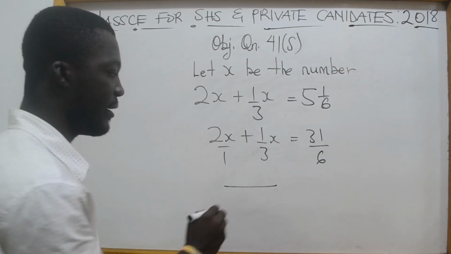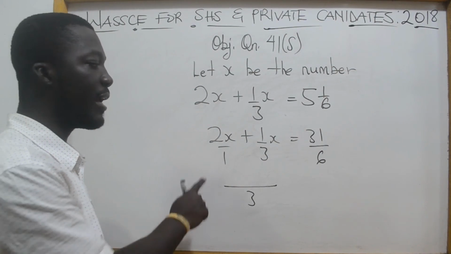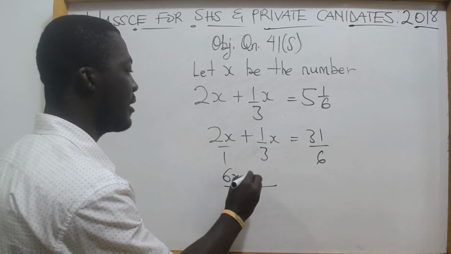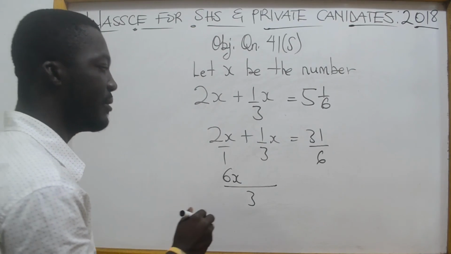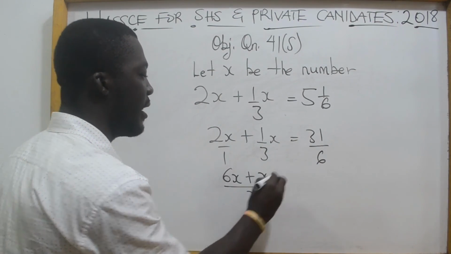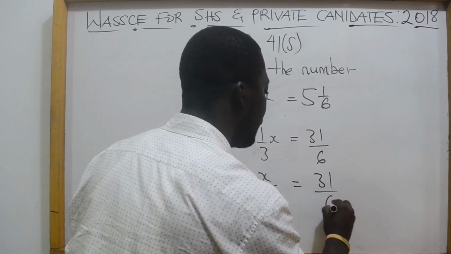Between 1 and 3, it is 3. 1 into 3 is 3. 3 times 2x is 6x. 3 into 3 is 1. 1 times x is x. So plus x is equal to 31 out of 6.